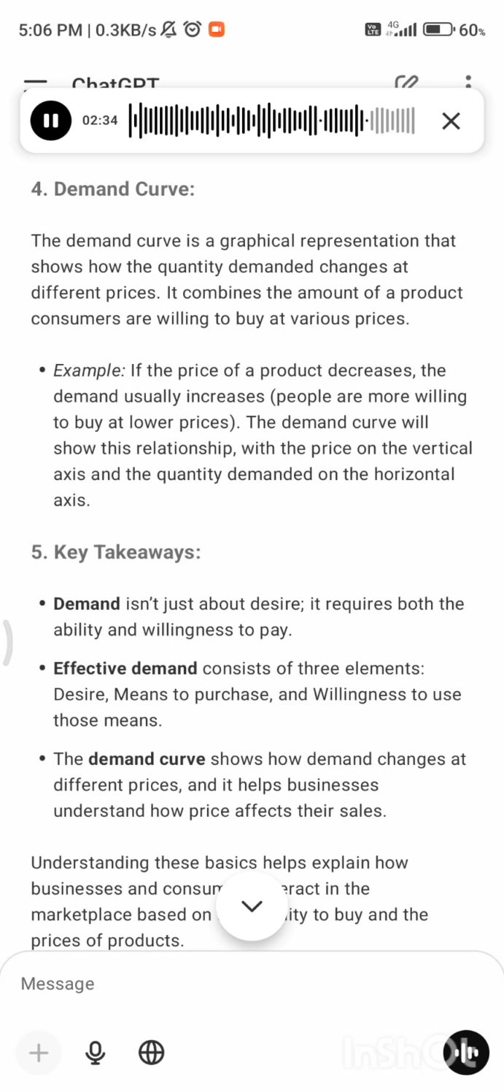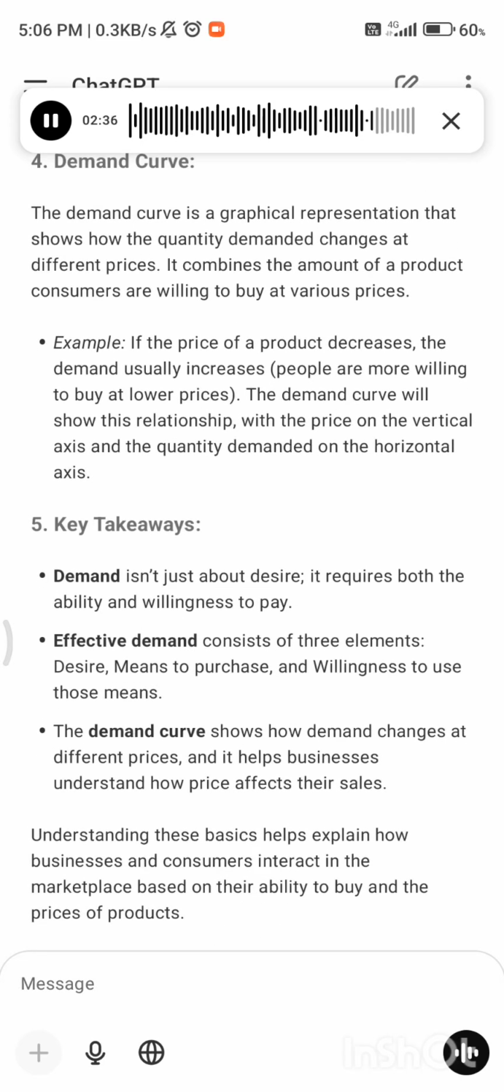Key takeaways. Demand isn't just about desire. It requires both the ability and willingness to pay. Effective demand consists of three elements: desire, means to purchase, and willingness to use those means.